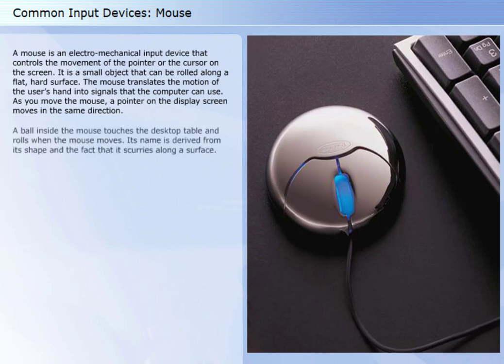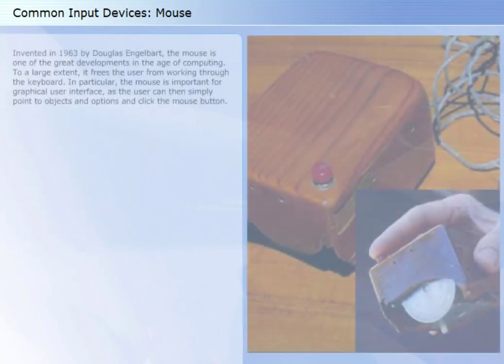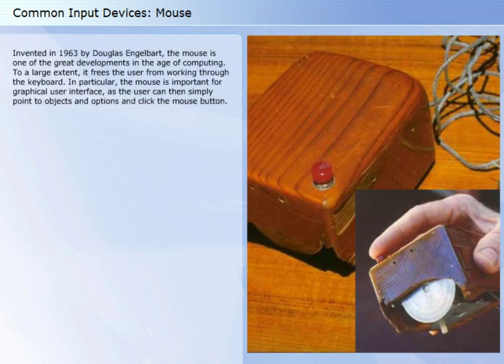A ball inside the mouse touches the desktop table and rolls when the mouse moves. Its name is derived from its shape and the fact that it scurries along a surface. A few of the tasks that a mouse can perform are activating menus, selecting text, and drawing graphics. Invented in 1963 by Douglas Engelbart, the mouse is one of the great developments in the age of computing.